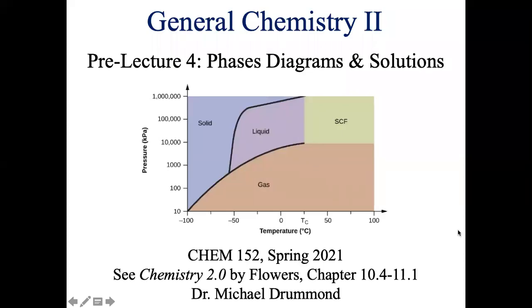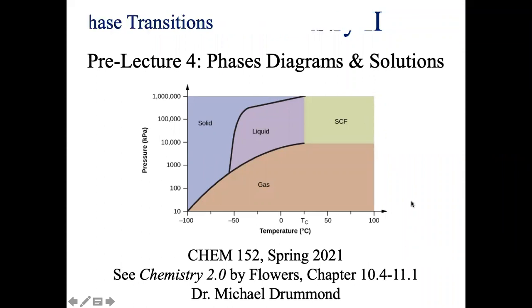Hello, everyone. Welcome to our pre-lecture 4. We're going to be talking about phase diagrams in this pre-lecture. Then as we get into class, we'll be starting chapter 11, looking at solutions.